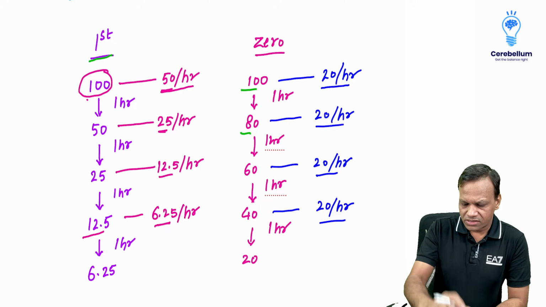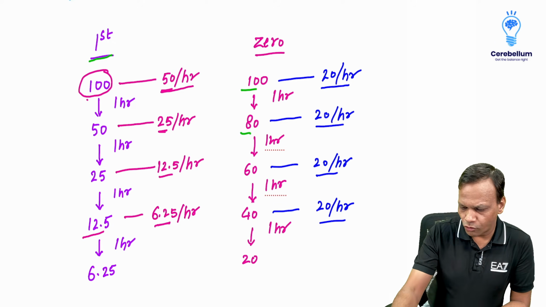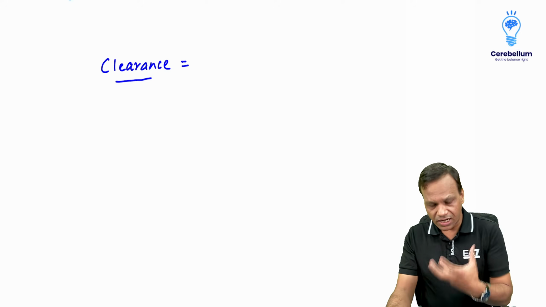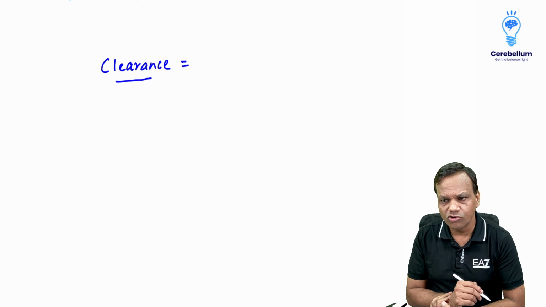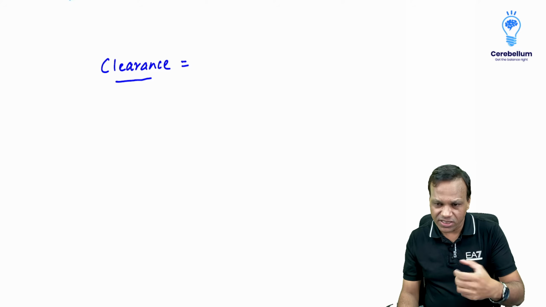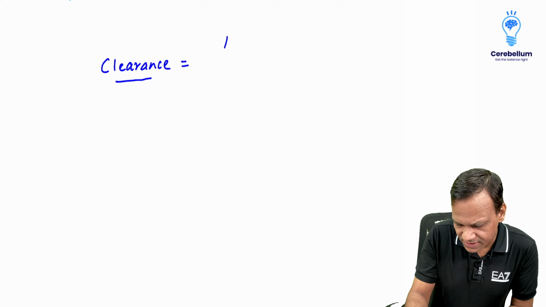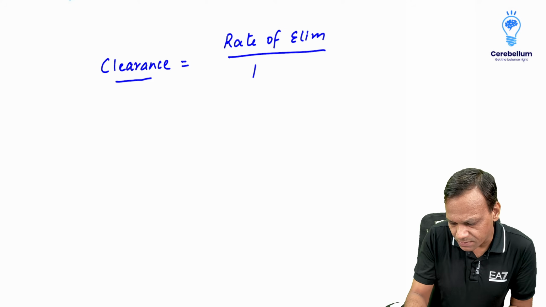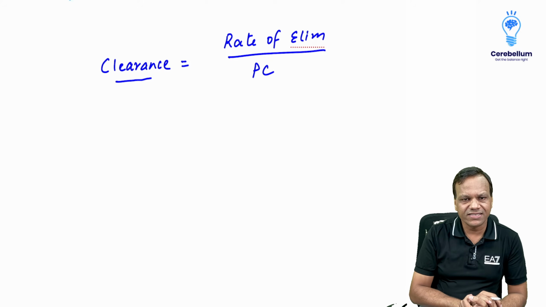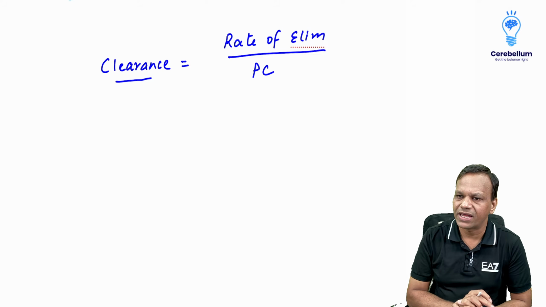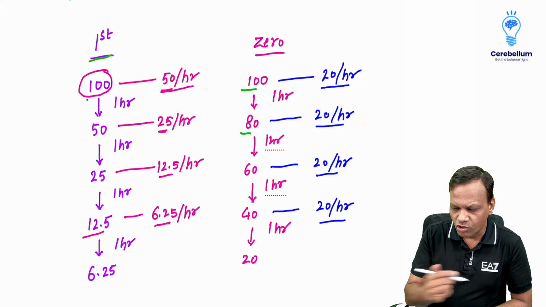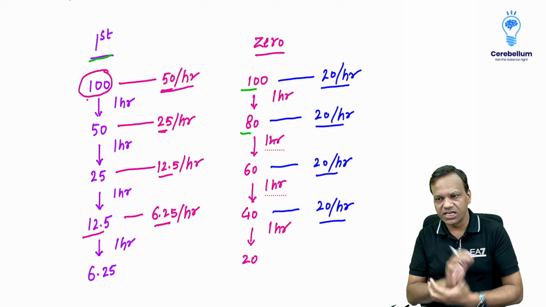Okay, now the second difference. Before going to the second difference, you need to know what is clearance. Clearance means how much plasma is cleared of the drug per unit time, or simply how much drug is eliminated. So the formula of clearance is rate of elimination per unit plasma concentration. So clearance is calculated as rate of elimination divided by plasma concentration. Rate of elimination we have already calculated, so if we divide it by the corresponding plasma concentration, it will become clearance.